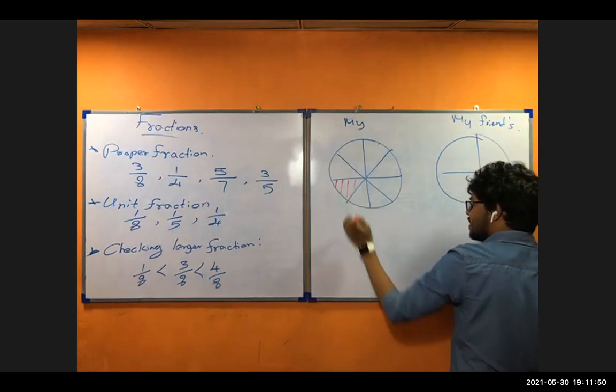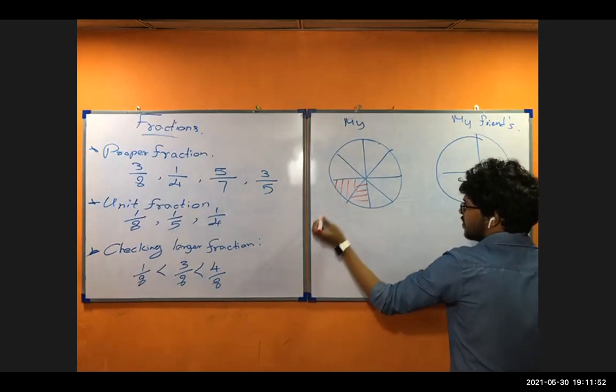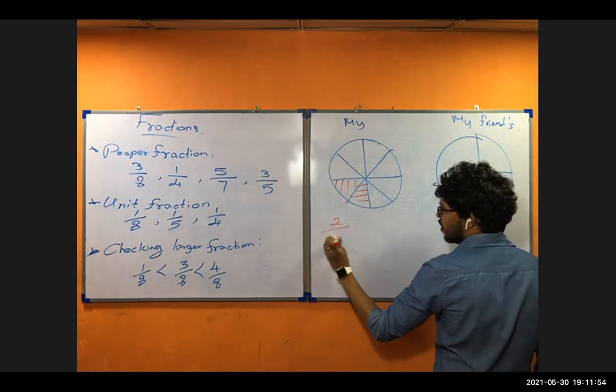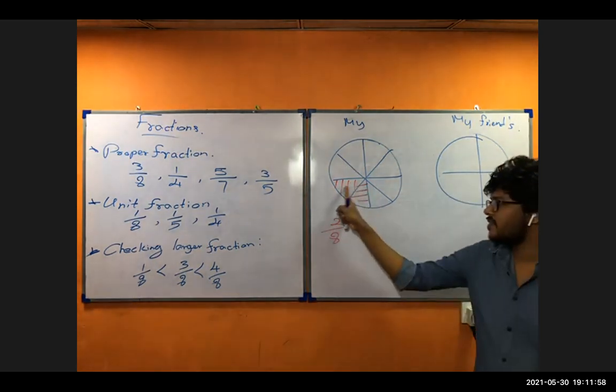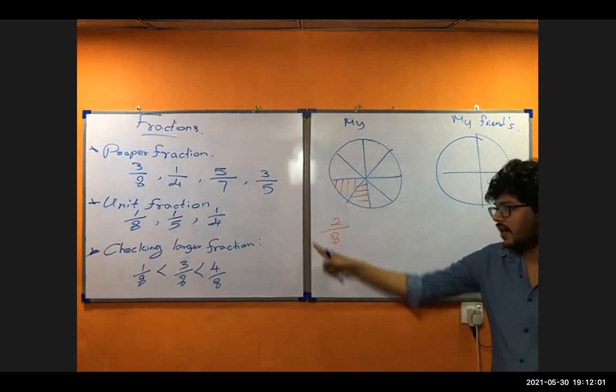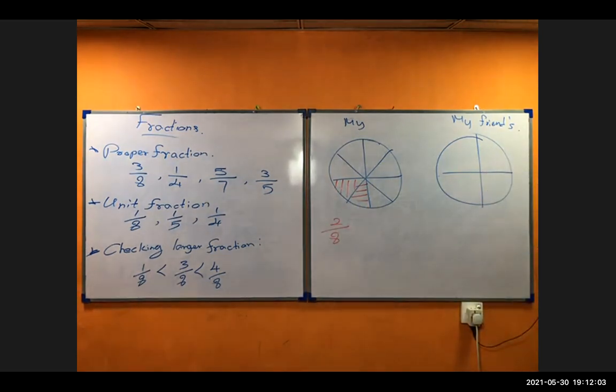So this is an 8. This is another 8. So I'm going to eat 2/8 of the pizza, right? Because I ate 2 eighths. This is 1/8, this is 1/8. So I ate 2/8 of the pizza.